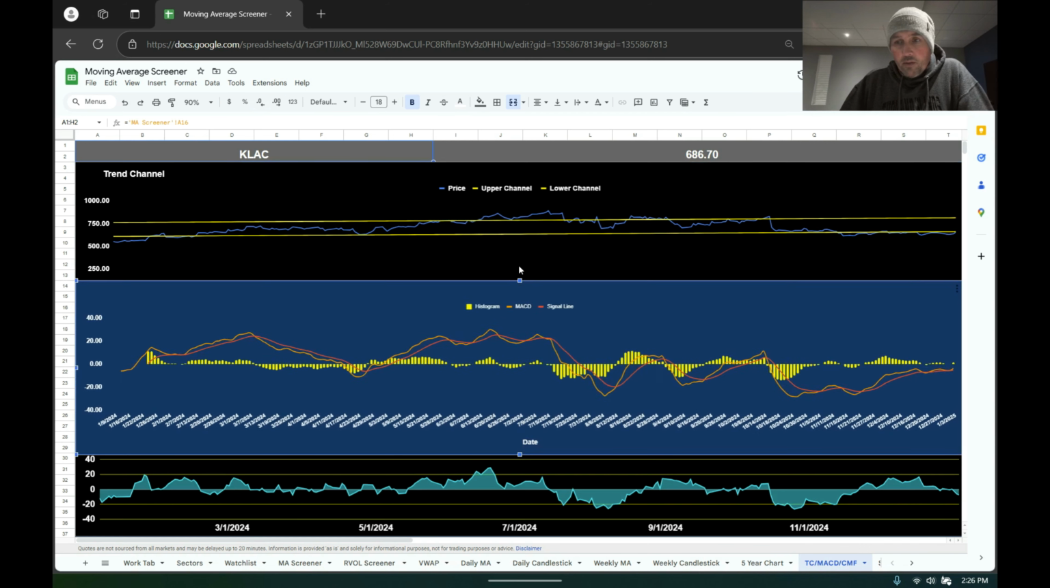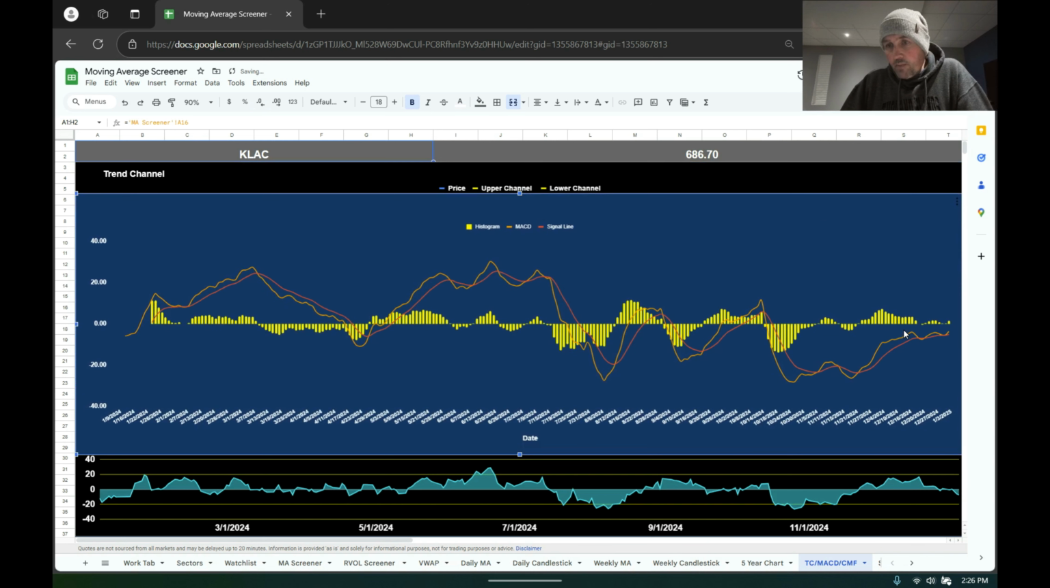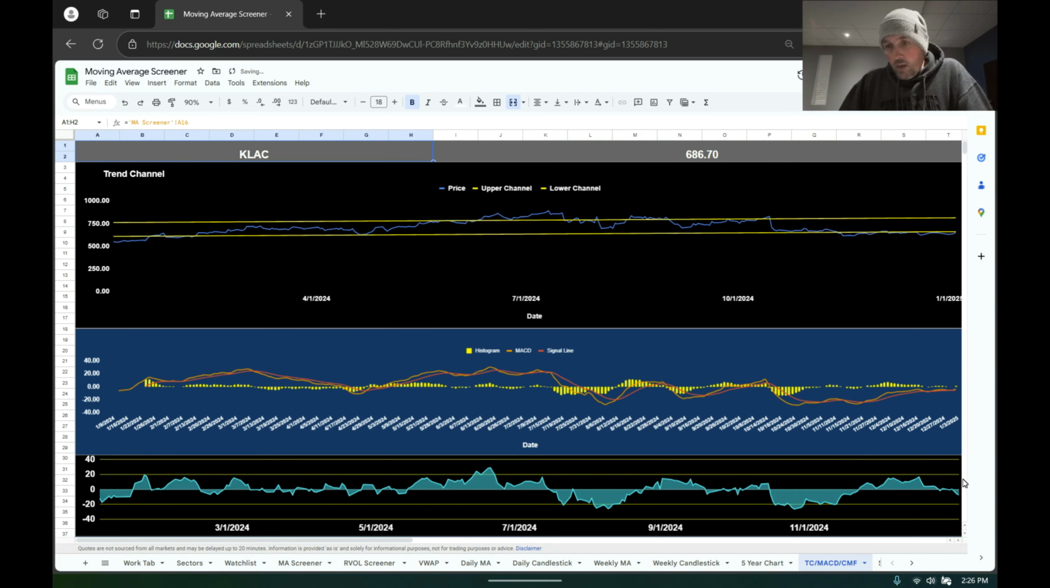Let's see if we have the same scenario here. We came down and then back up and then down. And we bounced off the MACD and we're turning up below the zero line. And we have a Chaikin money flow that's trending down, but should turn up today.